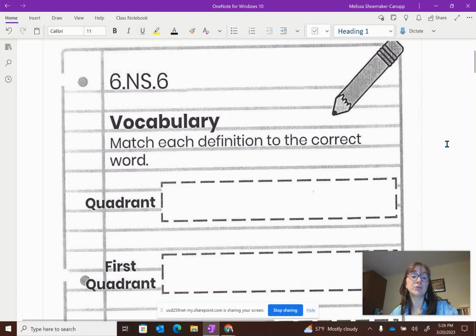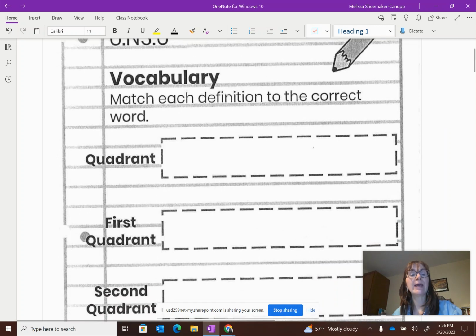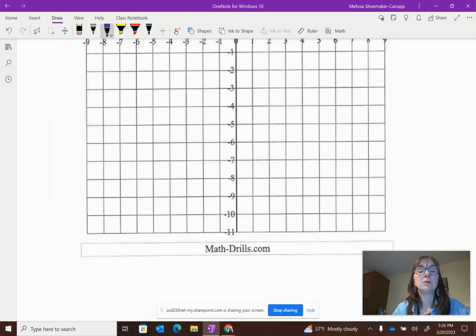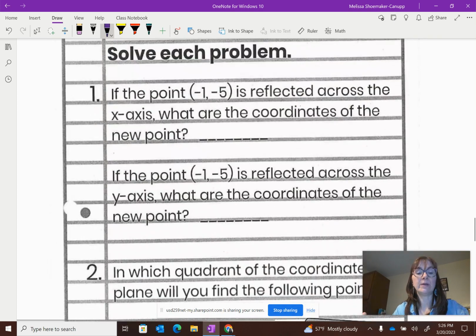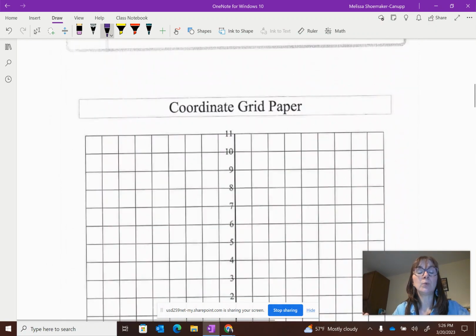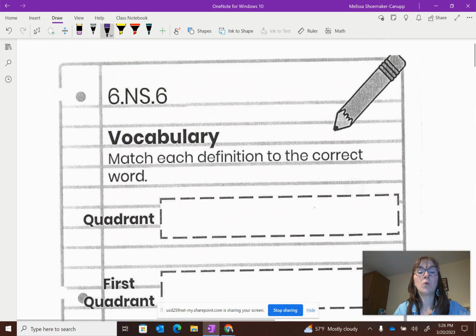So today we're going to start with an introduction into the coordinate plane. So we're going to work on a little bit of vocabulary. In your math book, you're going to find the page that looks like mine. Just trying to change the color. And we're going to start out by defining the word quadrant.